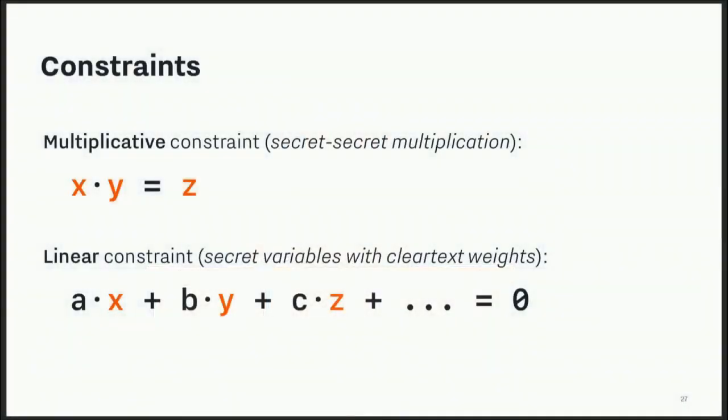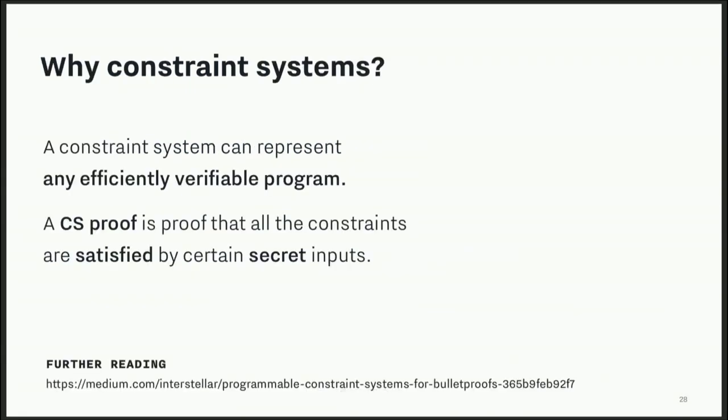So a constraint system is a collection of 2 kinds of different constraints. We have multiplicative constraints, which basically say 1 secret times another secret equals a 3rd secret. And we have linear constraints, which is a linear combination of secrets with clear text weights, and you set that to be equal to 0. So these are our 2 kinds of constraints, and with them we can actually represent any efficiently verifiable program. So you can see how we can do any kind of computation, any kind of smart contract verification using a constraint system. And then a constraint system proof is simply a proof that all of the constraints in a constraint system are satisfied by certain secret inputs.